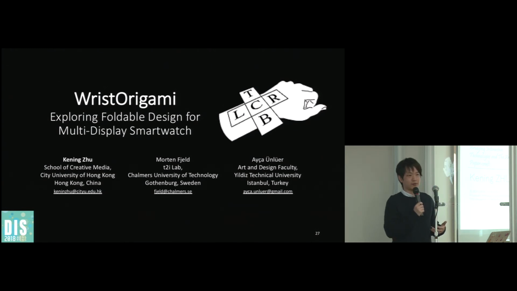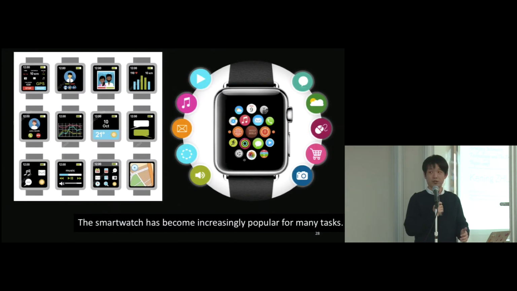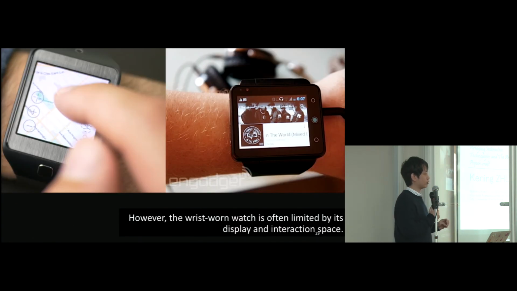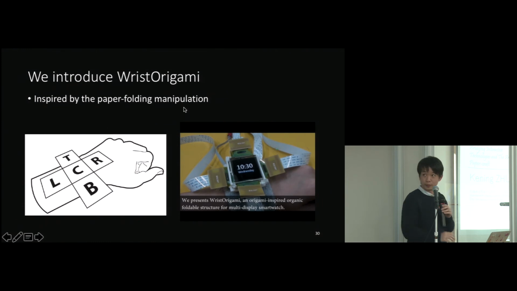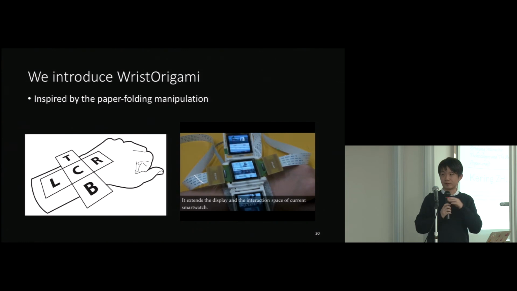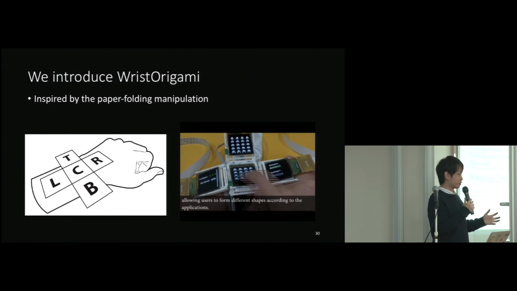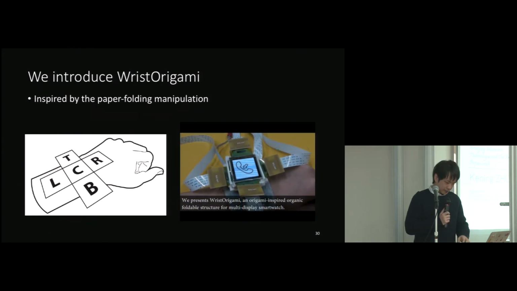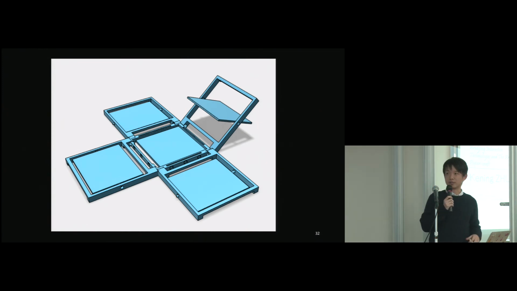We borrowed the concept of paper folding to design a new type of smartwatch. So the motivation is smartwatch is really getting more and more popular, but its screen is really small. The interaction space is very small with the smartwatch. So we are inspired by paper folding interaction, design Wrist Origami. As you can see here, there are multiple panels of the watch. You can fold and unfold to expand the interaction space of the watch. So this is a 3D design, 3D model for these concepts.